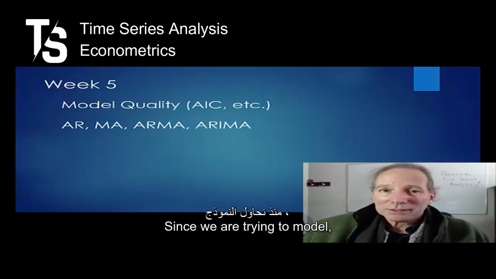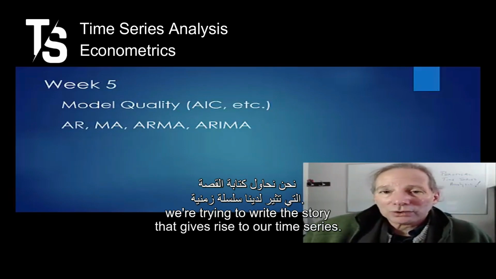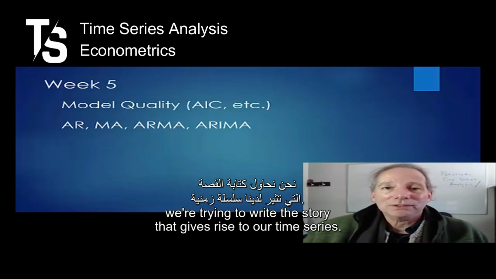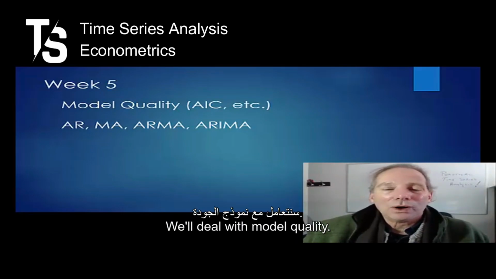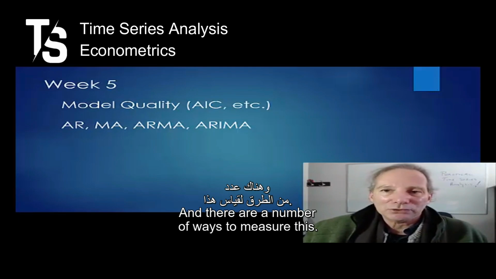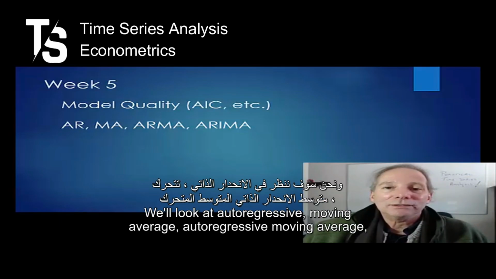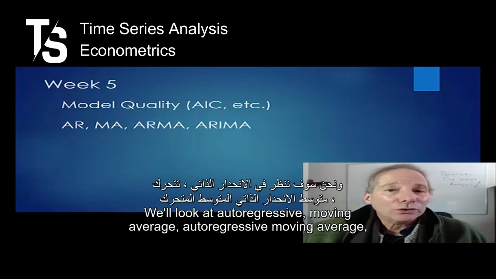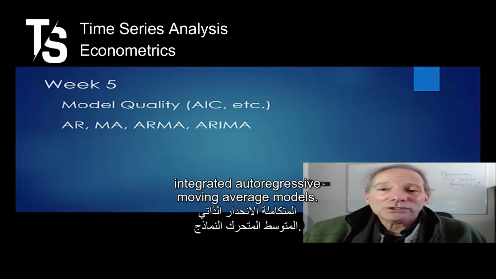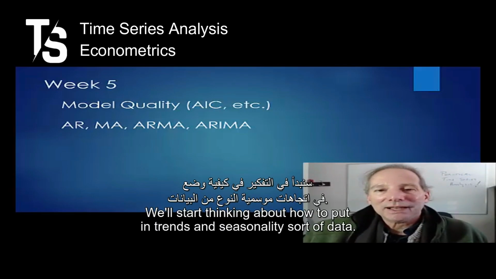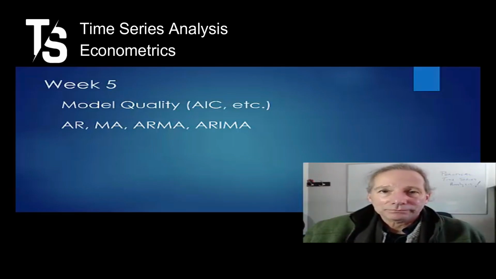Since we are trying to model, we're trying to write the story that gives rise to our time series, we'll deal with model quality. And there are a number of ways to measure this, the Akaike information criterion being one of them. We'll look at autoregressive, moving average, autoregressive moving average, integrated autoregressive moving average models. We'll start thinking about how to put in trends and seasonality to our data.